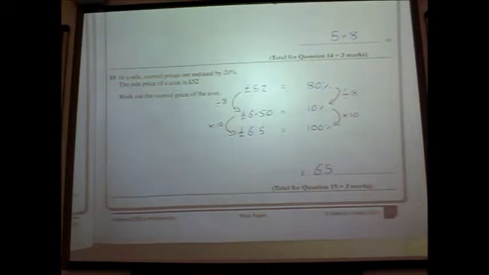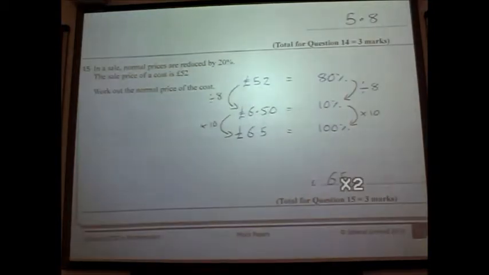Next one. This is a reverse percentage question. Reverse percentages are quite tricky. In a sale, the normal prices are reduced by 20%. So the sale price of a coat is £52. What is the normal price?